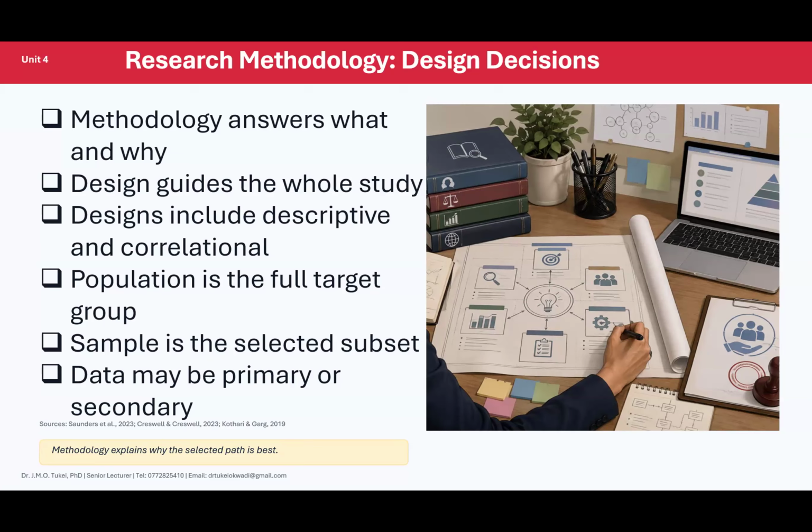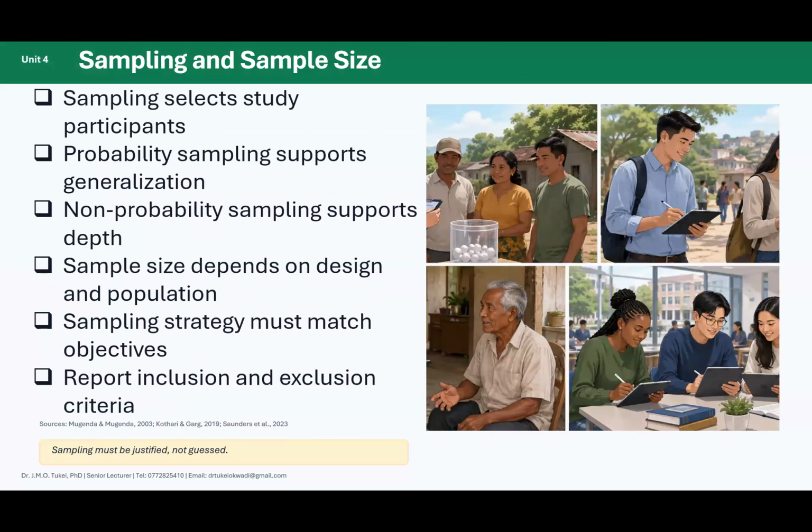Why is it that academically we state things which are weak to state? Normally somebody says, I used a survey design because it was easy. Some people state like that. I used a survey design because it was easy. Can you imagine? The key message here is that methodology must explain why the selected path is the best way to answer the research question. This is key and very important.